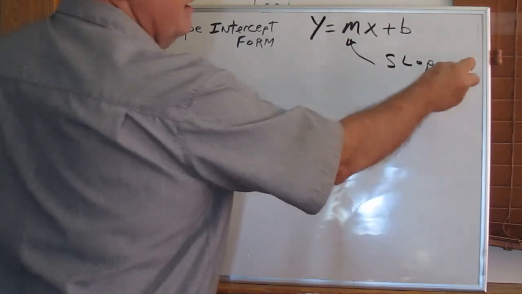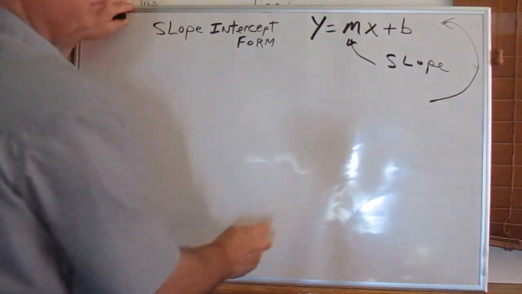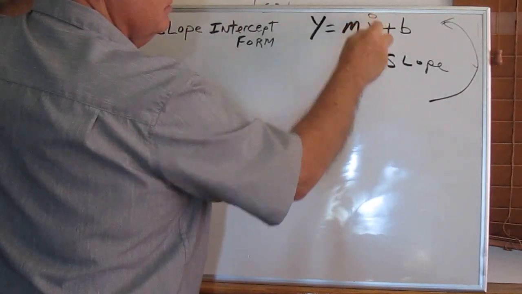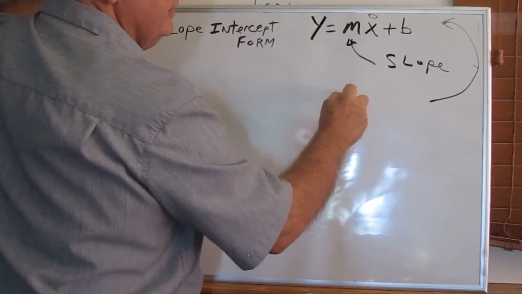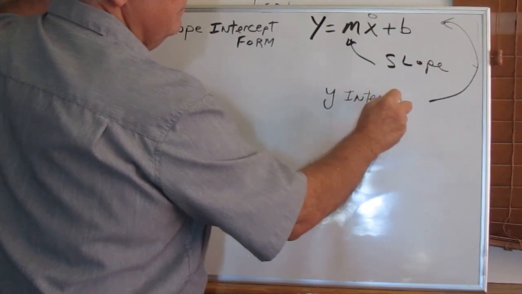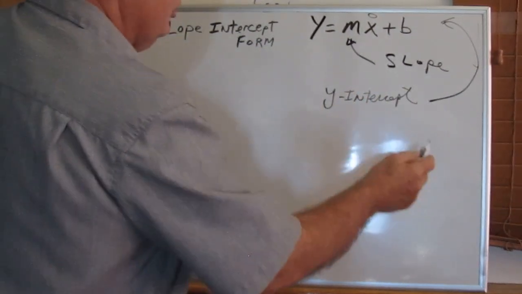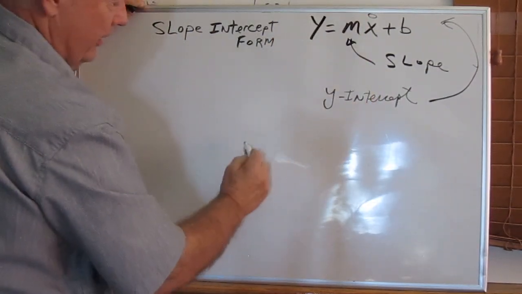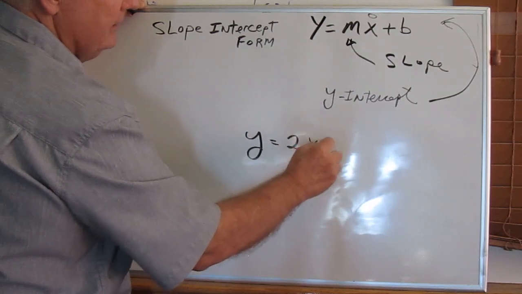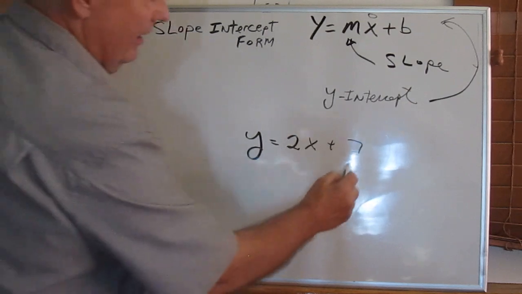And the number b, when x equals 0, is the intercept of the y-axis. So let's just make up some equation here. Y equals 2x plus 7. I just made that up.